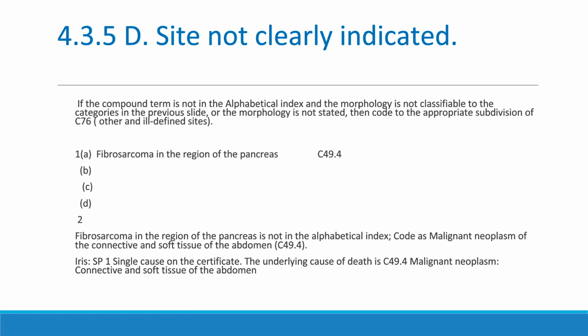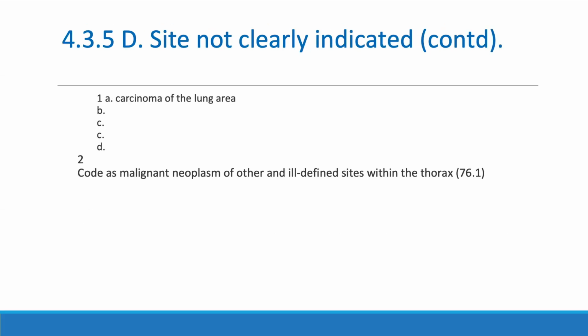that is C49.4. The slide shows that the carcinoma site is not clearly indicated. That is, it just mentions the carcinoma is in the lung area. The rules and guidelines for mortality coding guide the coder to code malignant neoplasm of other and ill-defined sites within the thorax as C76.1.